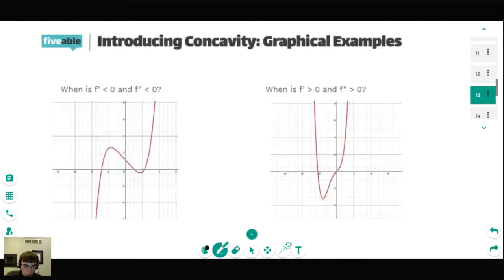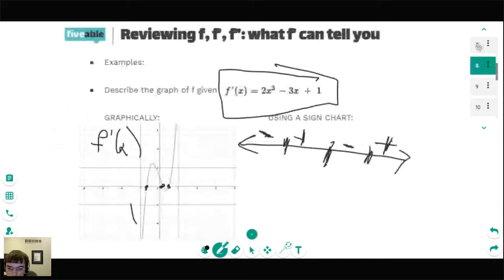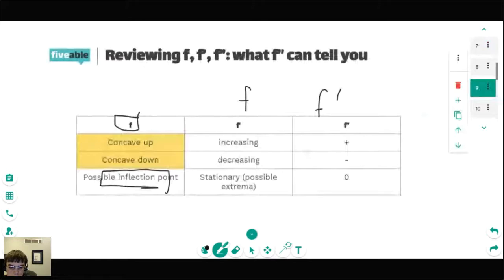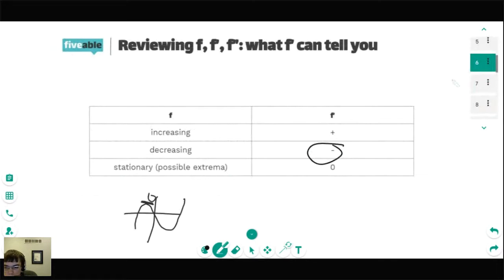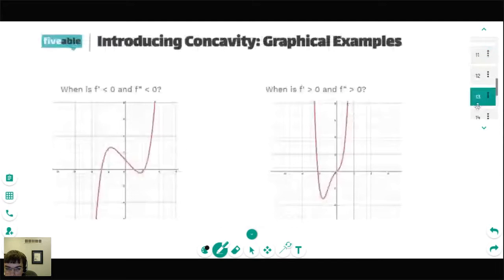So now let's look at some examples. So here we can use that table that I showed earlier to figure out when these conditions will be met. These questions are of the graphical type. We're given this function, no rule, and we're asked when is f prime less than 0 and f double prime also less than 0. Well, if we go back to our first table, we can see that when f prime is less than 0 or negative, the function has to be decreasing.